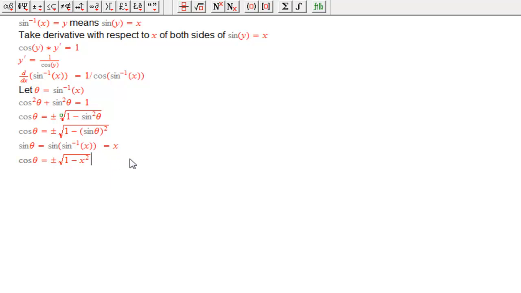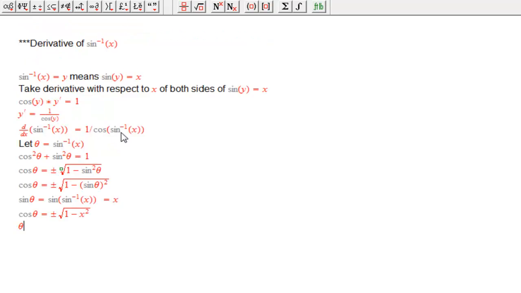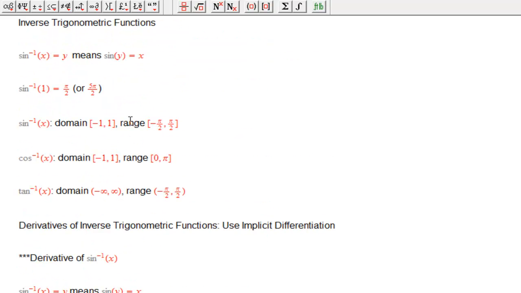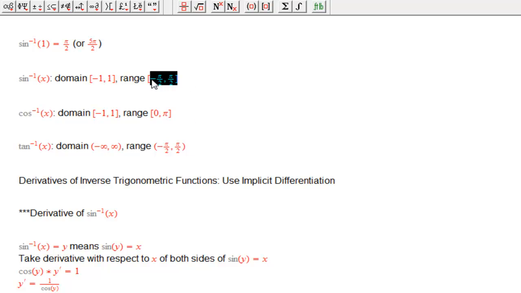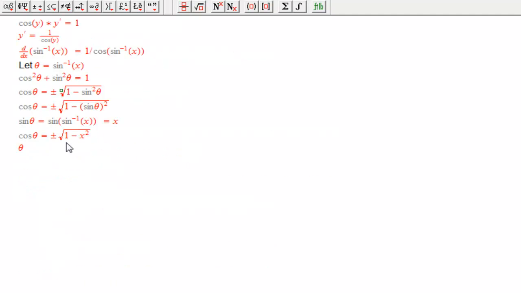Okay. Furthermore, note that theta is an output of inverse sine of x, and if we scroll up here, remember the inverse sine of x had range negative pi over 2 to pi over 2. So theta is in the interval negative pi over 2 to pi over 2.